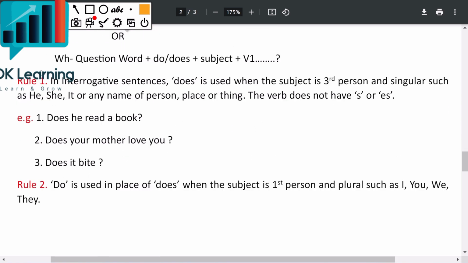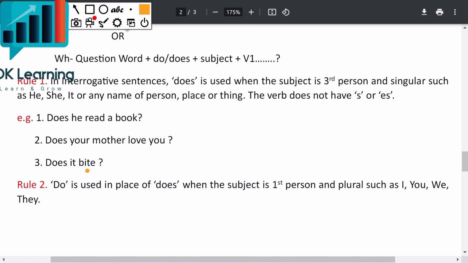Again, there are two rules for when does is used and when do is used. In interrogative sentences, does is used when the subject is third person and singular, such as he, she, it, or any name of person, place, or thing. The verb does not have s or es. Does he read a book? Does your mother love you?